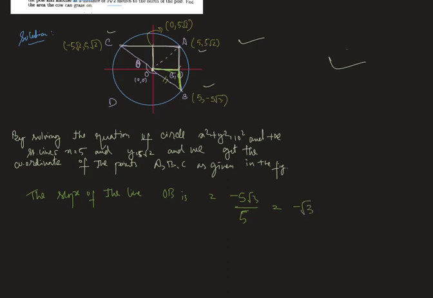And the slope of the line OC is nothing but 5 root 2 divided by minus 5 root 2, which is equal to minus 1. That is the slope of this line.